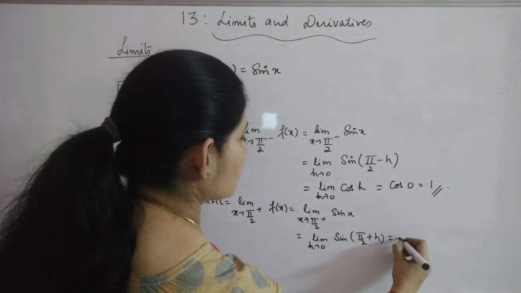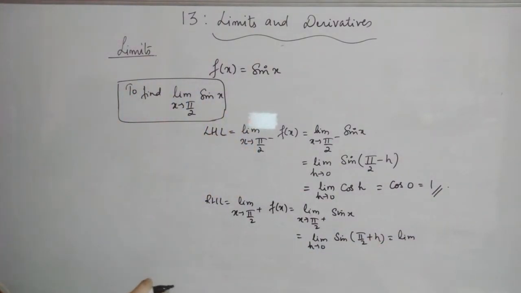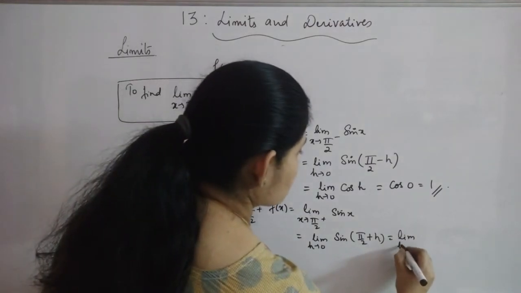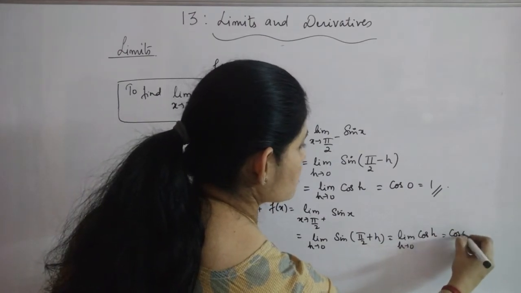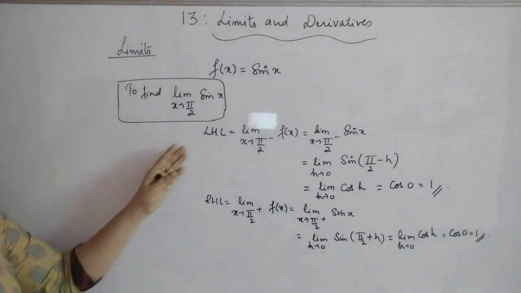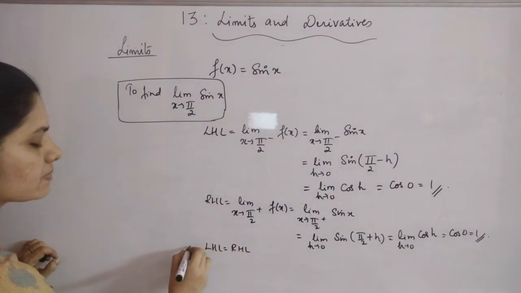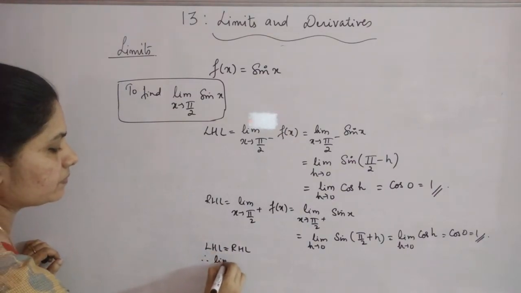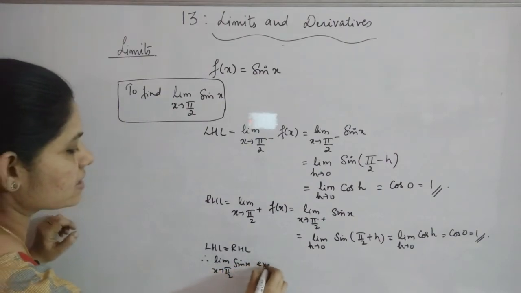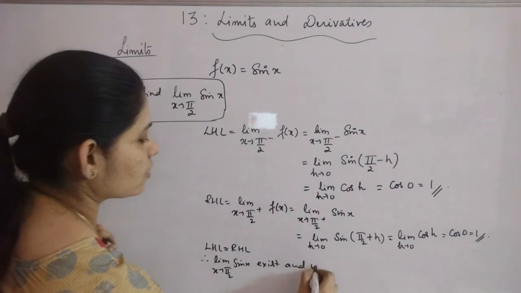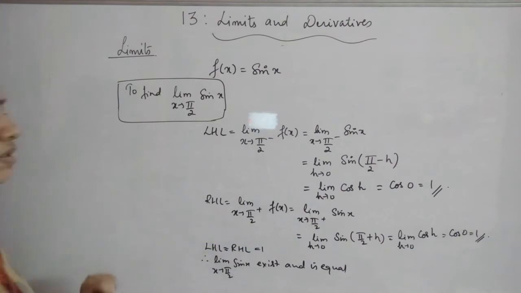Now again just replace. Sine of 90 plus theta is again in the second quadrant, so it will be positive and it will give you the opposite thing, that is limit h tends to 0, you will get cos h. Replacing h with 0, you will get cos 0, which is again 1. So here again you are getting left hand limit is equal to right hand limit. Therefore limit x tends to pi by 2 sin x exists and is equal to, what is the value which you are getting? Both are having the same value 1, so the limit value is also 1.